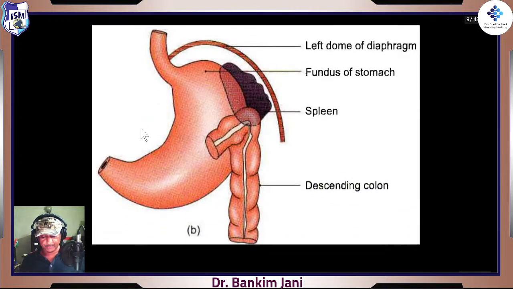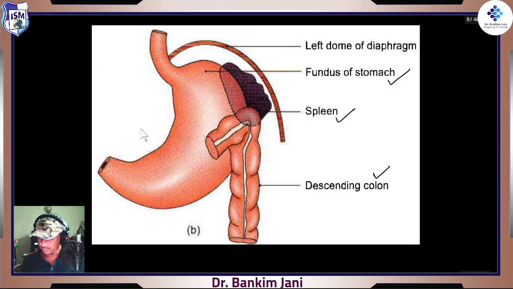No, this is better. See, stomach, good, right? Just underneath the stomach, this is spleen, right? And at a lower edge, yes, there is descending colon, right? And the left dome of diaphragm, which is on the back side, right? And same thing, if we see it in the form of cross section, right?